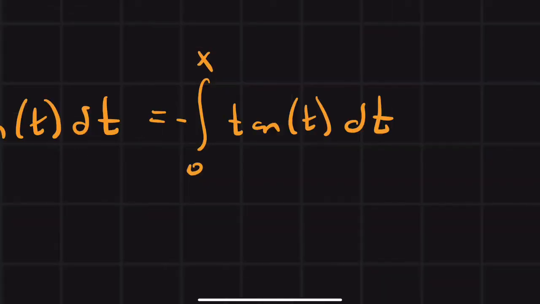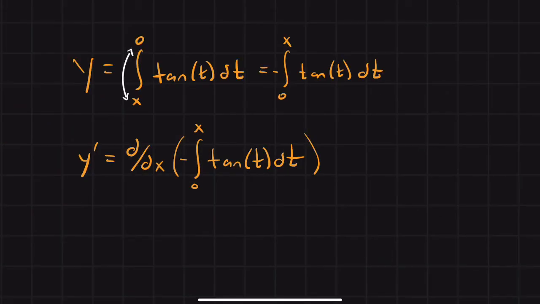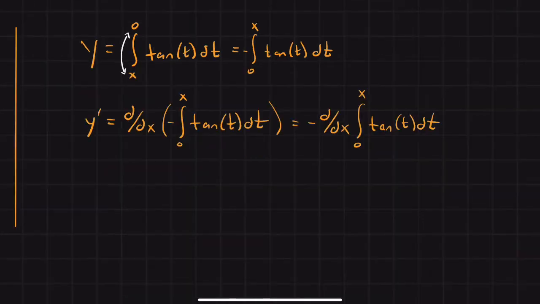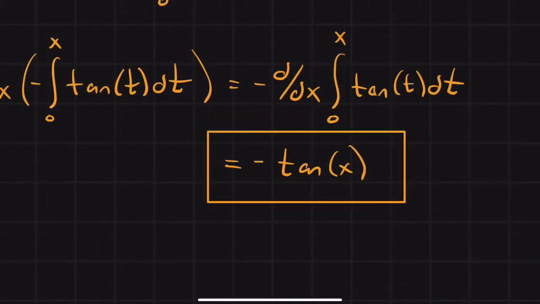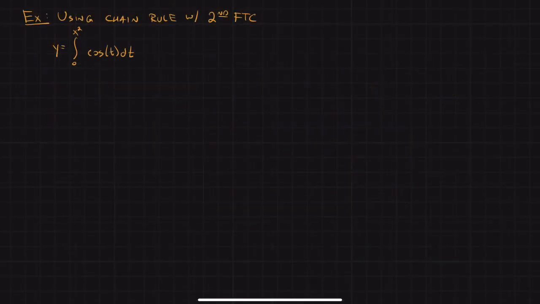We can apply the second fundamental theorem of calculus for this, just as long as x doesn't go beyond pi over 2. So then y prime would be the derivative of our negative integral. We can then factor the negative outside of that derivative so that we can directly apply the second fundamental theorem of calculus. That means our answer is negative tan of x.